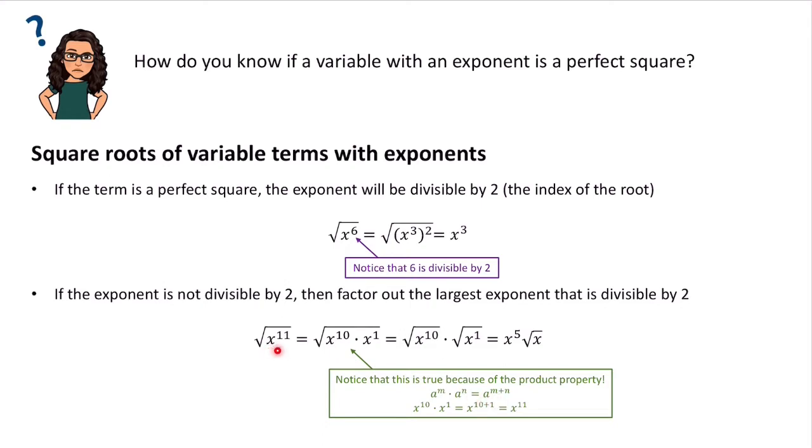So that's why this x to the 11th, I can rewrite it as x to the 10th times x to the 1st. Well, then if I use the product property to separate out these 2 square roots, I can have the square root of x to the 10th, which is going to be x to the 5th, right? Because this is now a perfect square. And then I just have the square root of x.